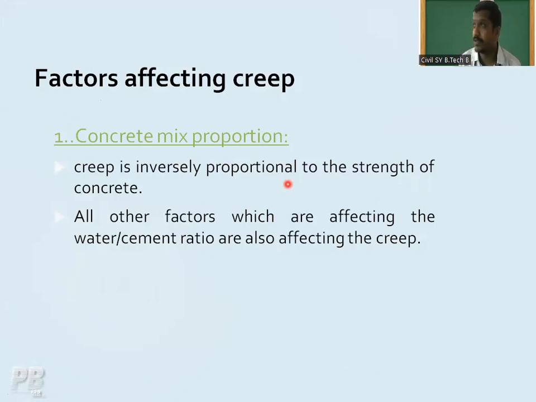Inversely, not directly proportional. Inversely proportional means what? If, as the age of the concrete proceeds, definitely the creep quantity also, whatever creep is going to happen, goes on increasing. And if the creep goes on increasing, it will reduce the strength of the concrete on the same platform.